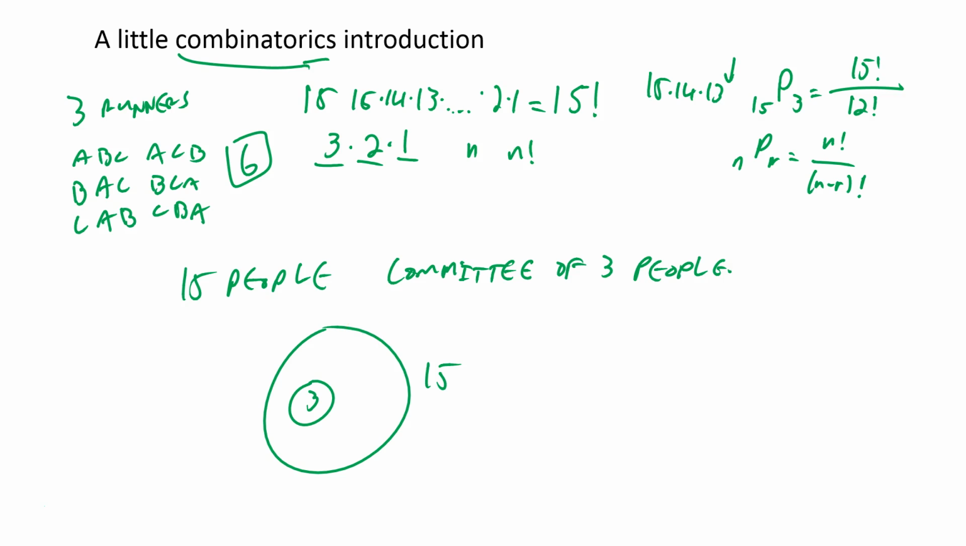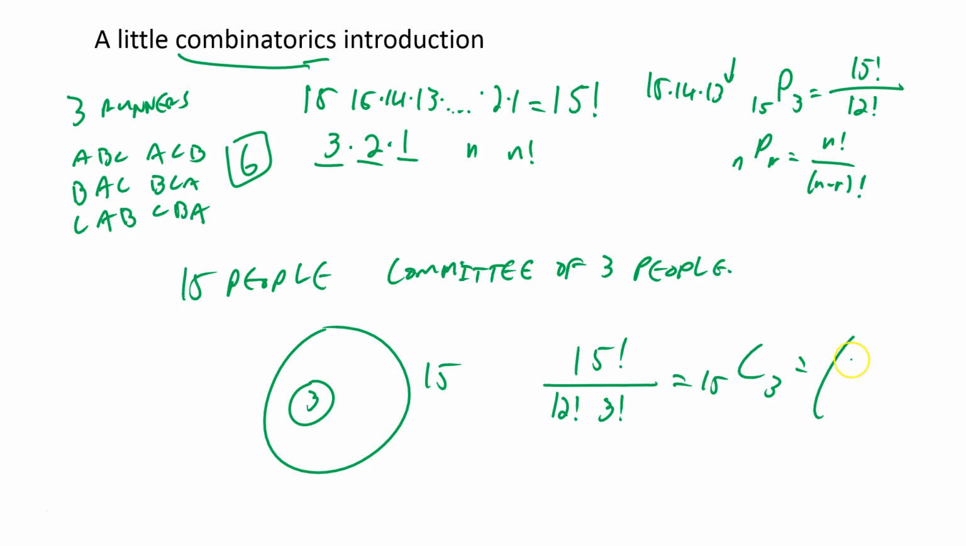So in that case, I am going to pick the 3, but it doesn't matter what order I pick them. So I have to get rid of the number of ways to order them. There are 6 ways we know to order 3 things, so you have to divide by another 6. So in this case, it would be 15 factorial over 15 minus 3 factorial, so we have 12 factorial. But then I'm going to divide out another 6, which is 3 factorial. This is 15 choose 3.